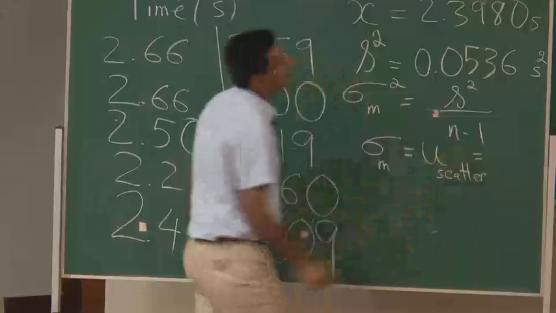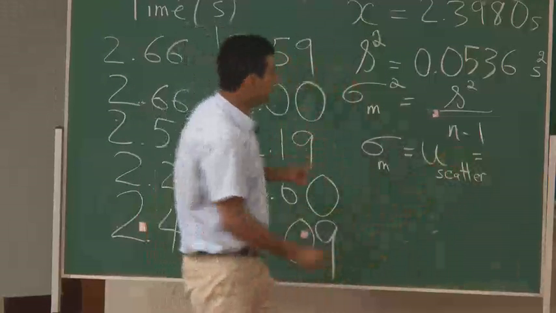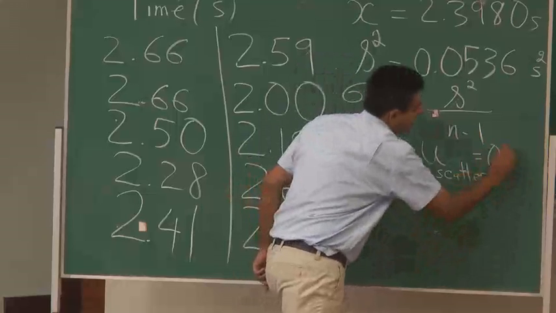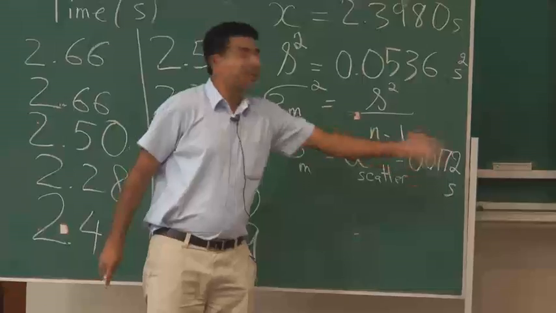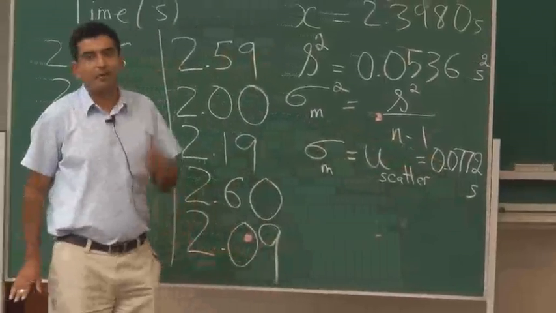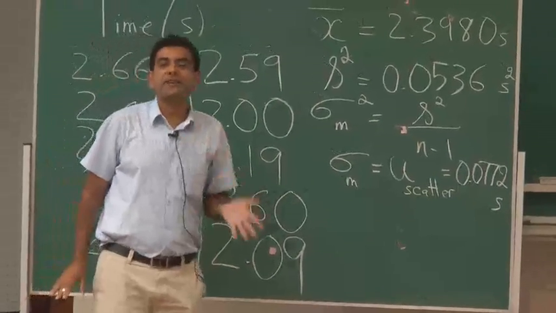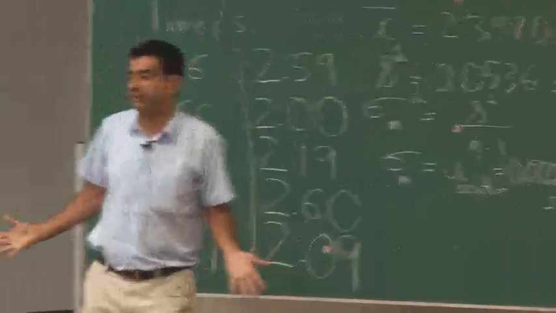U scatter is 0.0772 seconds. Now I'm preserving 3 significant figures here. I'm only allowed to have 2. But I would first like to see if there are other sources of uncertainty.